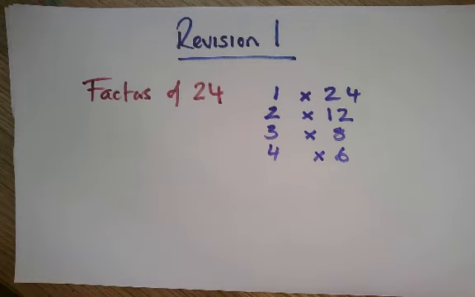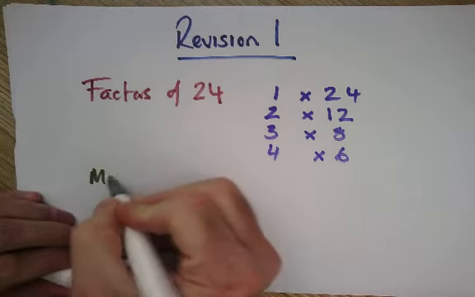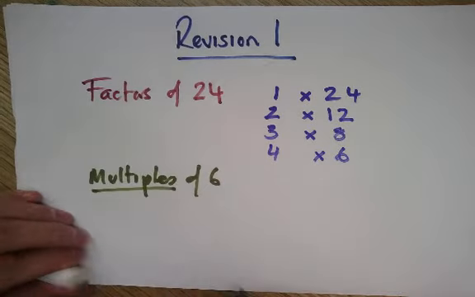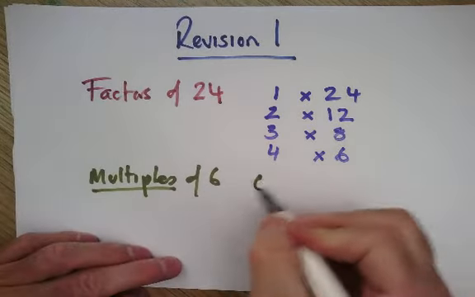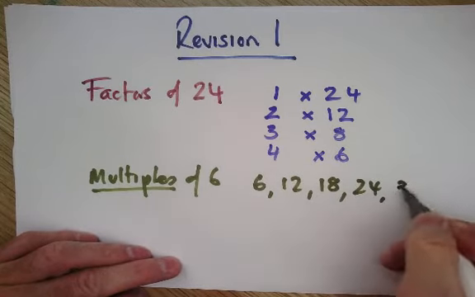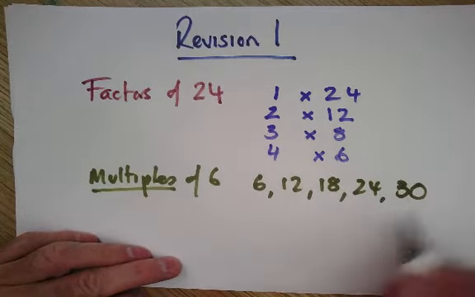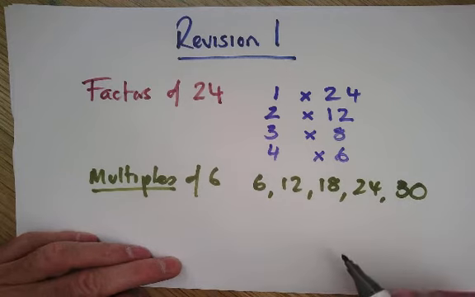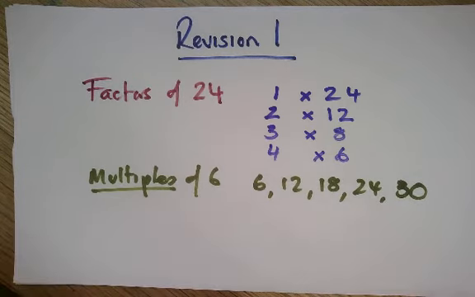Then it says, what are the 5 first multiples of 6? So we want to look at multiples of 6. Now the clue here is like it's in the multiplication table. So it's 6, 12, 18, 24, 30. And they want the first 5 multiples. So there you go.